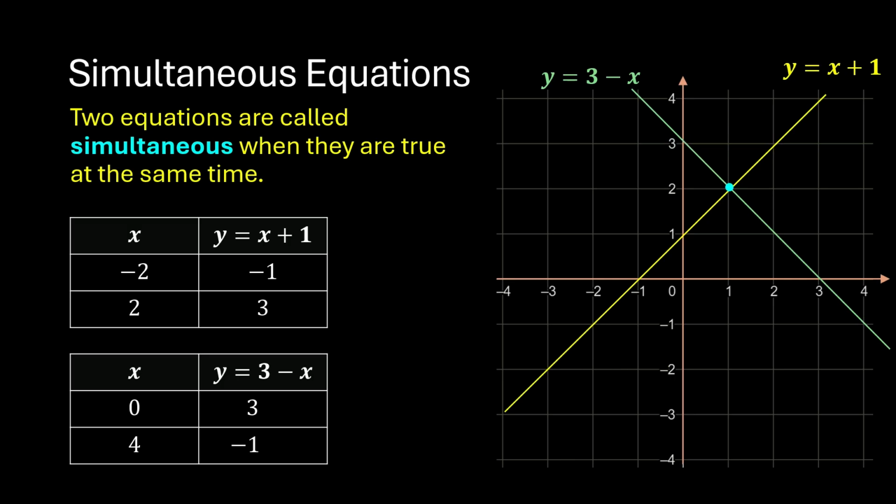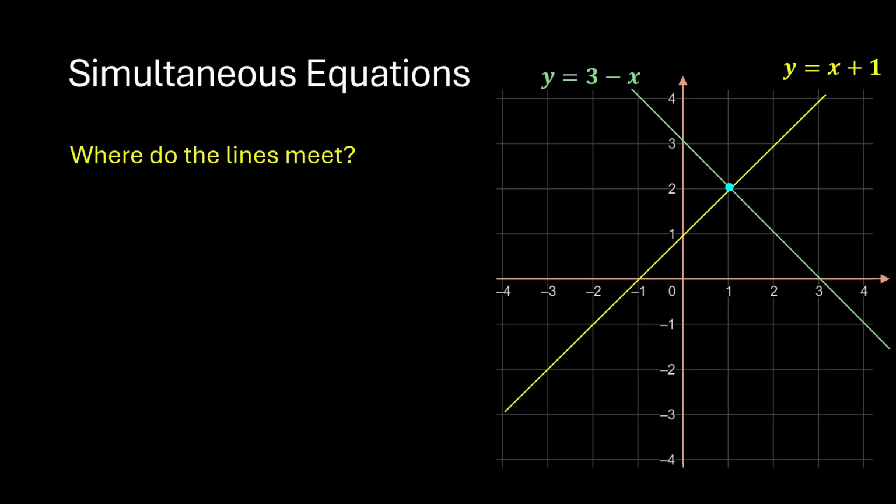The two lines intersect at a single point. Let's find the coordinates of this point. So where do the lines meet? The x-coordinate is 1 and the y-coordinate is 2. So the lines meet at 1, 2, as shown.